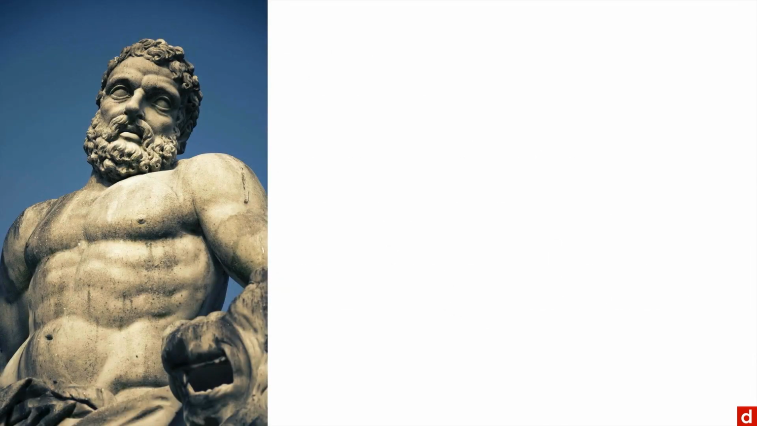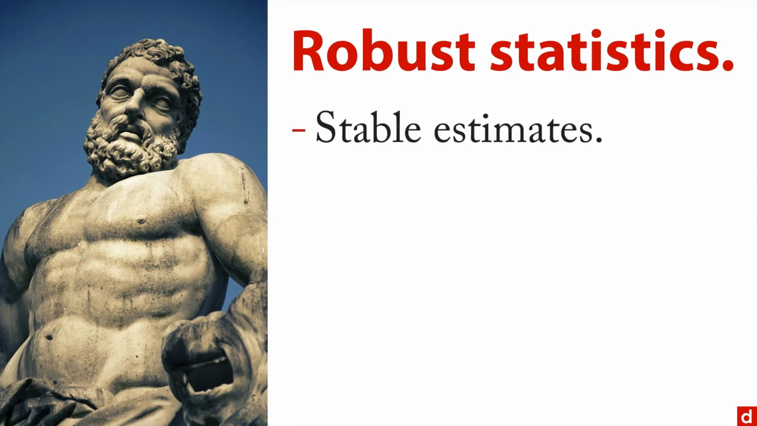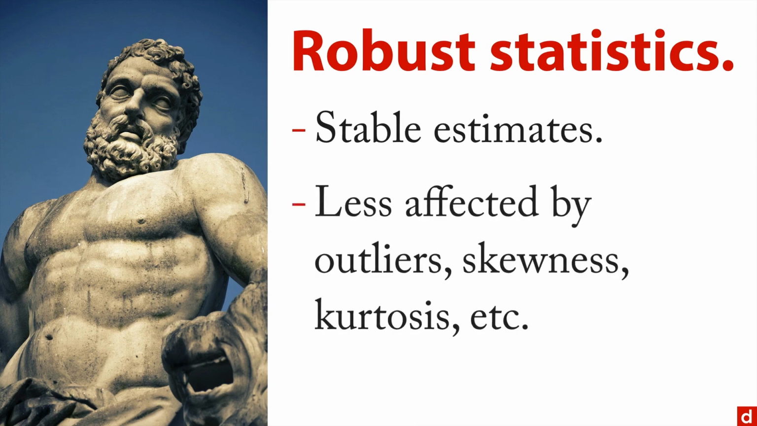So we'll start with robust statistics. This, by the way, is Hercules, a robust mythical character. And the idea with robust statistics is that they are stable, that even when the data varies in sort of unpredictable ways, you still get the same general impression. This is a class of statistics, an entire category, that's less affected by outliers and by skewness and kurtosis and other abnormalities in the data.